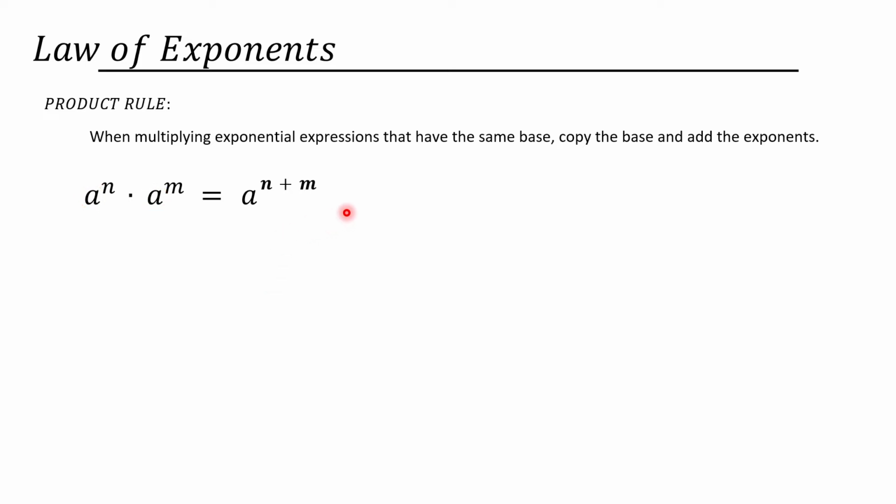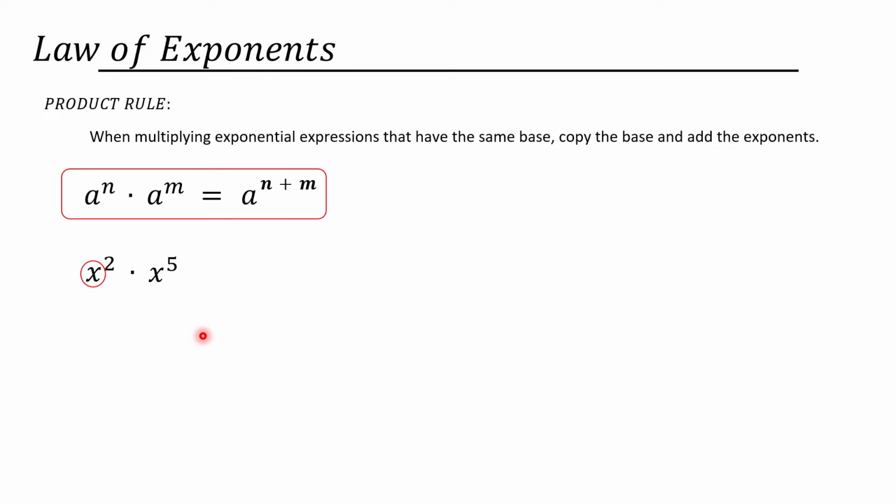Alright, so, this is how you do product rule. And ito na yung magiging guiding principle natin in multiplying two exponential expressions that have the same bases. Okay? So, ito yung gagawin natin. So, let's have an example. Let's say, for example, we have x squared times x to the fifth.